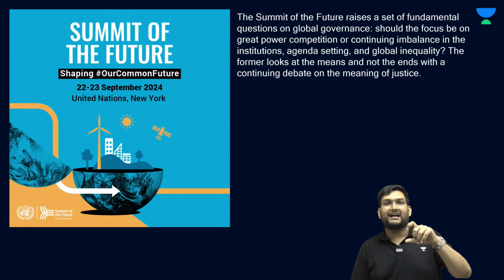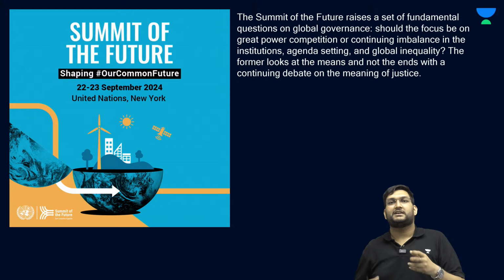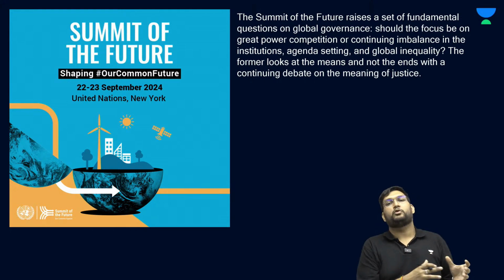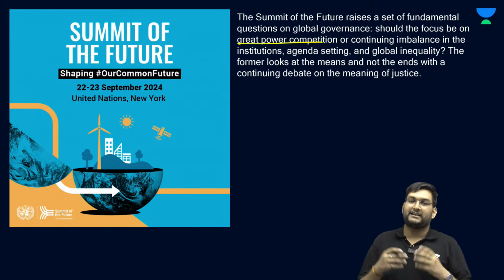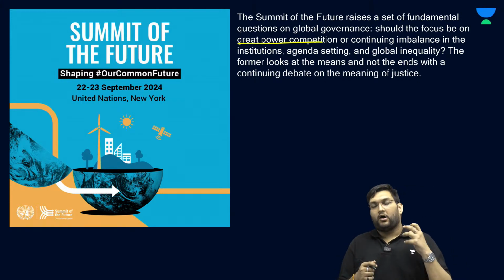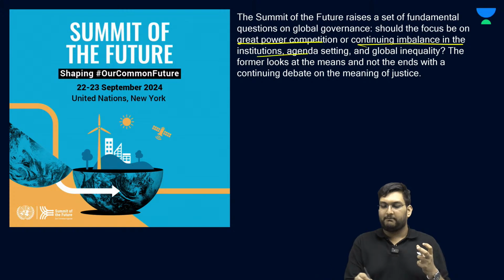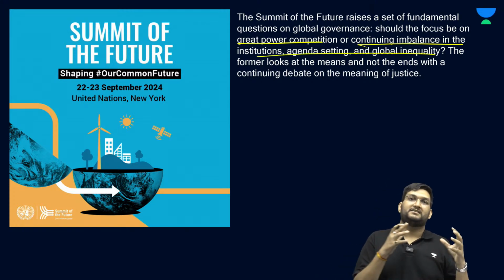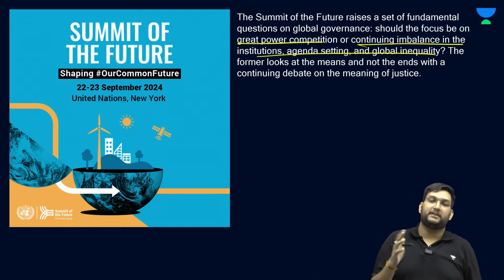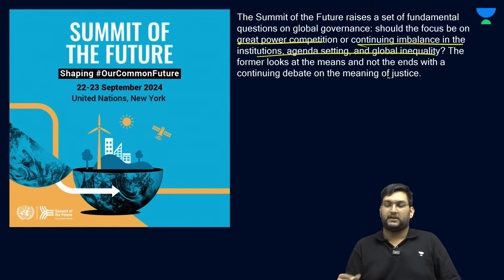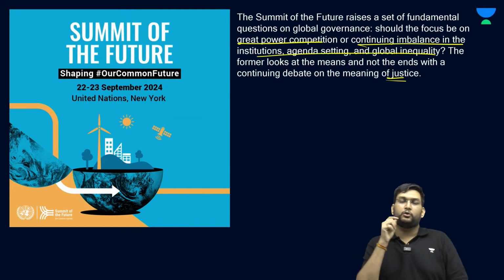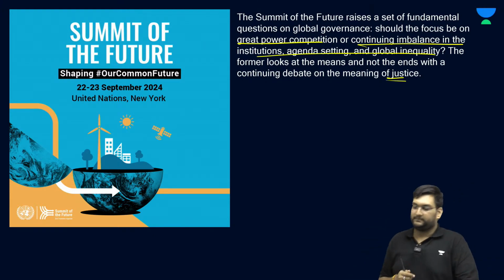And this article talks about a trend which has emerged, in which, looking at the outlook of the UN, should we focus on great power competition or continuing imbalance in the global sector vis-a-vis global inequality? And the argument is that global justice can only come through when global inequality is taken into consideration.